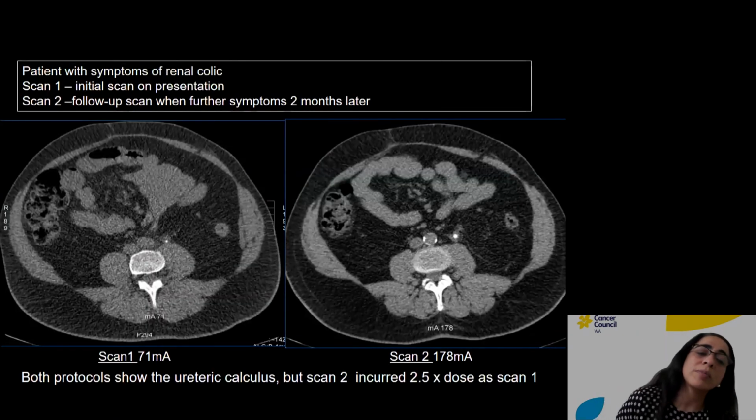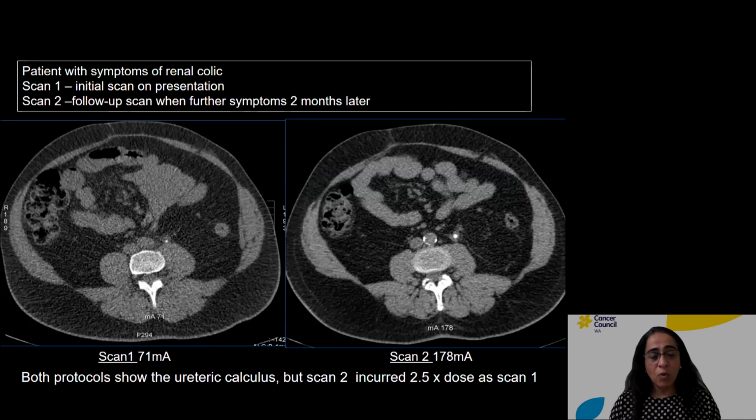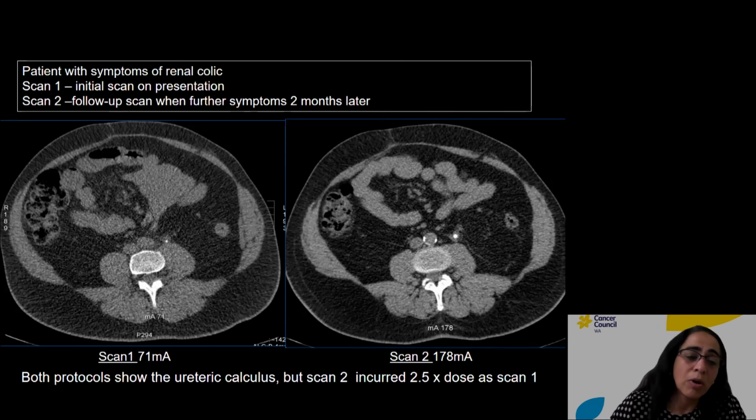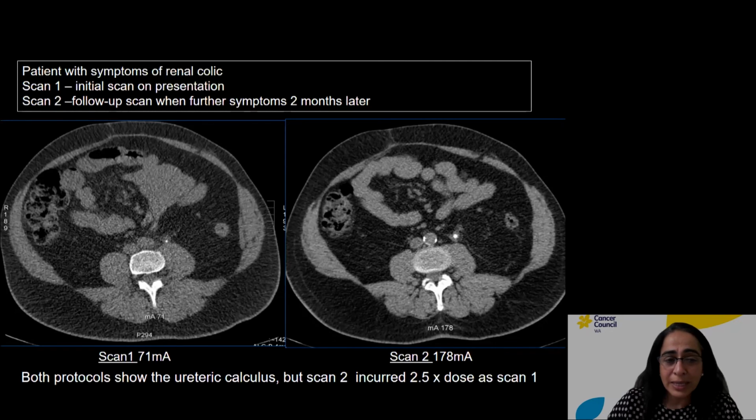Here are two images. One is a low-dose non-contrast CT renal colic protocol on the left. The patient had presented with renal colic symptoms, and the CT scan shows a calculus in the left ureter. The patient was managed conservatively, however, presented 2 months later with similar symptoms.